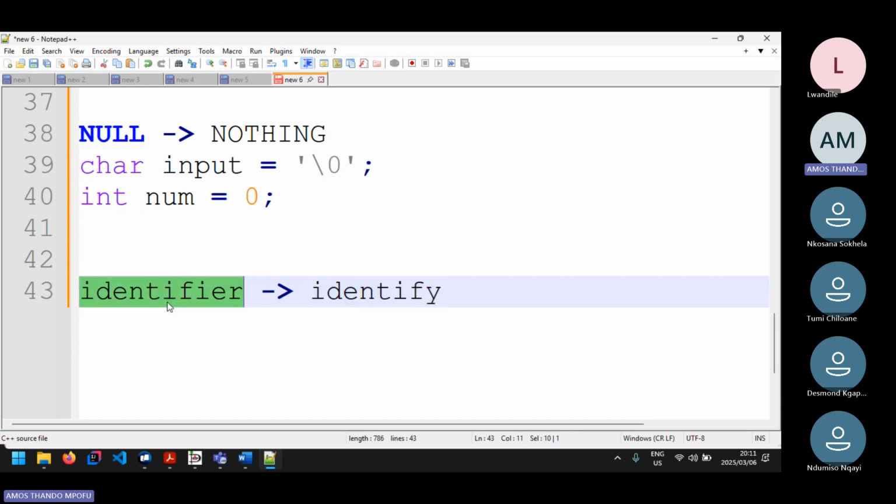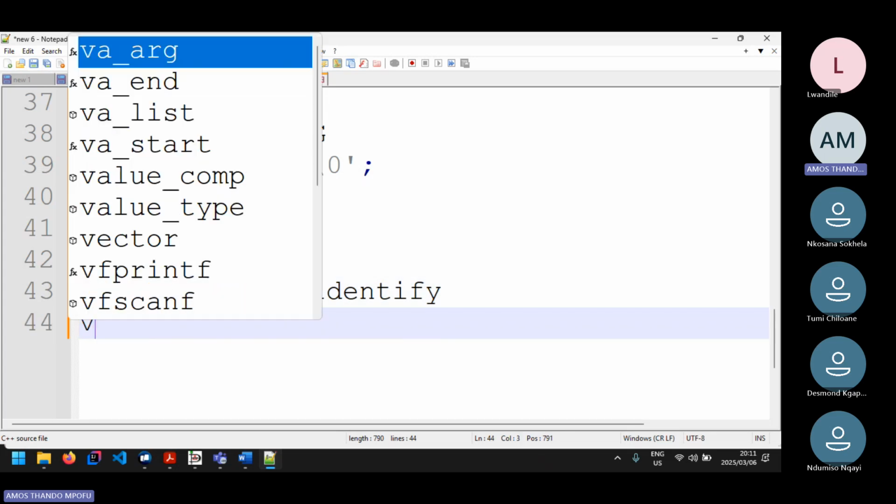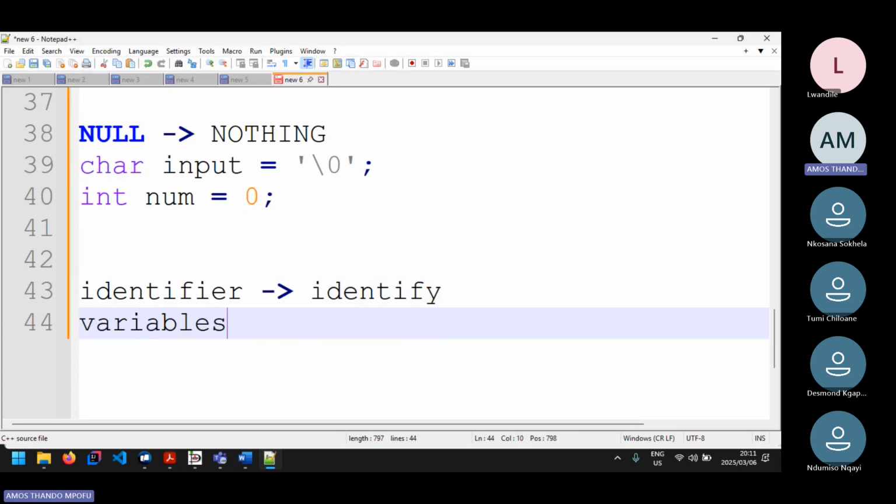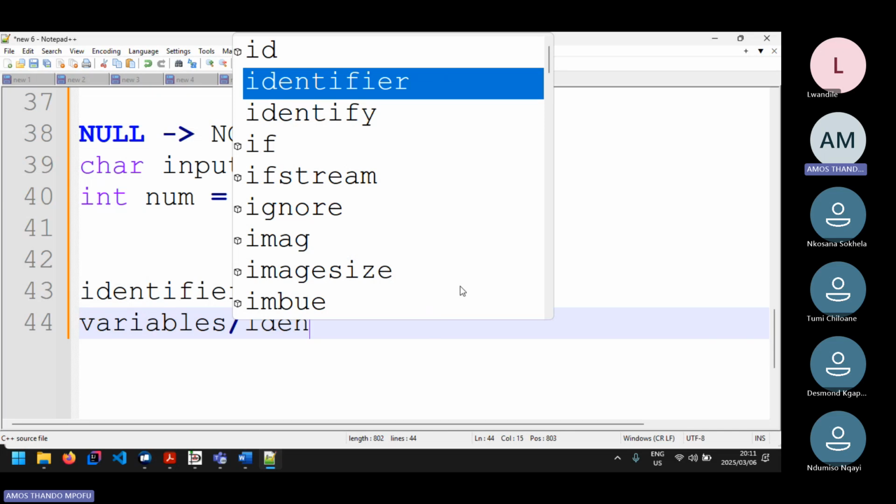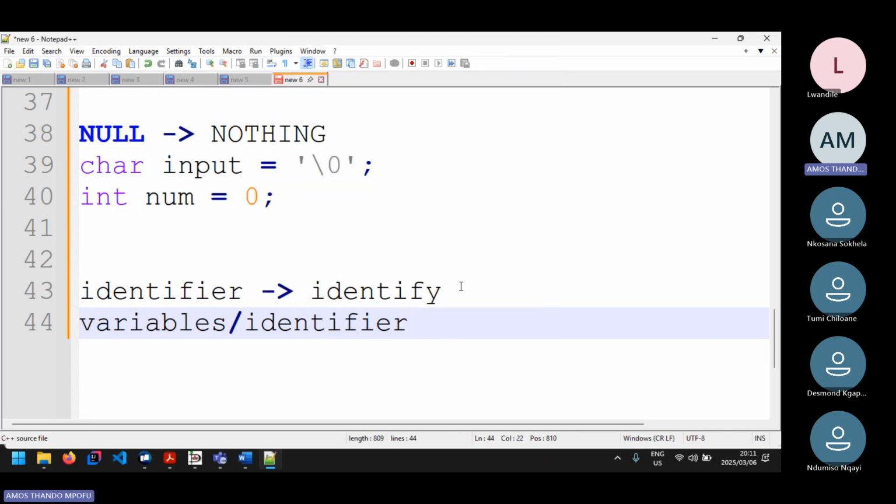So what would be an identifier? It's basically something that you create that is used to identify something. That's it. Simple. So what are examples of that? For example, variables. Another word for variables is identifier. Why identifier? Because variables are used to identify something. So this variable num identifies a number, or it helps me keep track of a number. So it's an identifier.